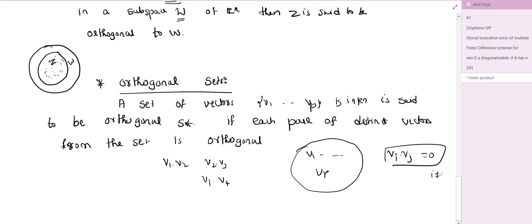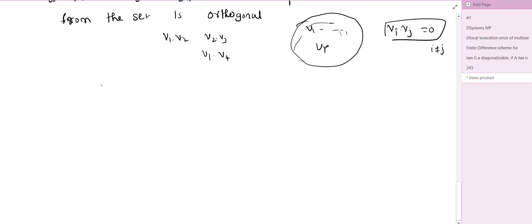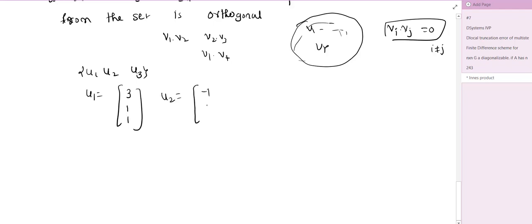If that is there, then we call this whole collection of the set an orthogonal set. Okay, so now let's see this with an example. Suppose I am given u1, u2, u3, a collection where u1 is (3, 1, 1), u2 is (-1, 2, 1), and u3 is (-1/2, -2, -7/2). Let us check whether this collection u1, u2, u3 is an orthogonal set or not.